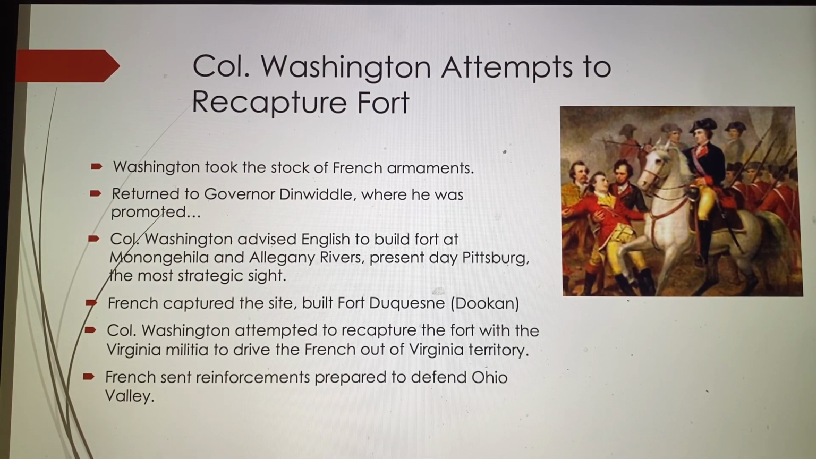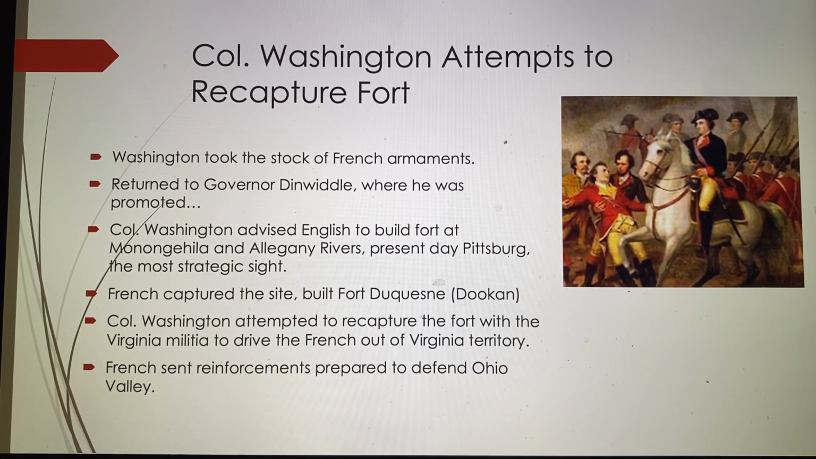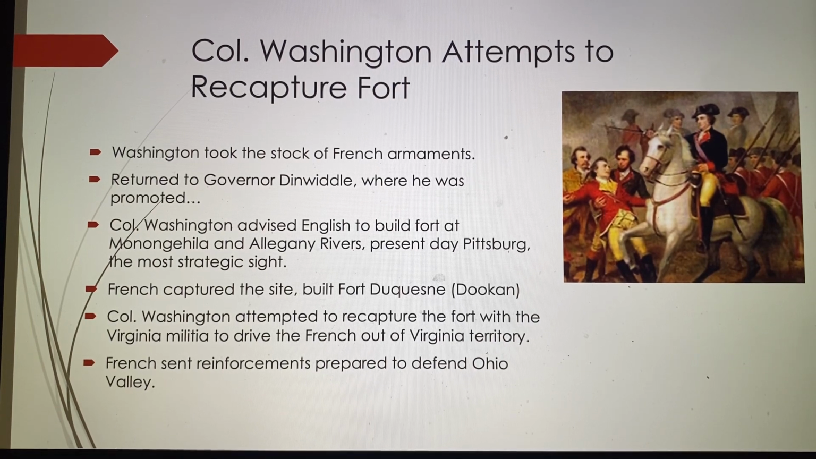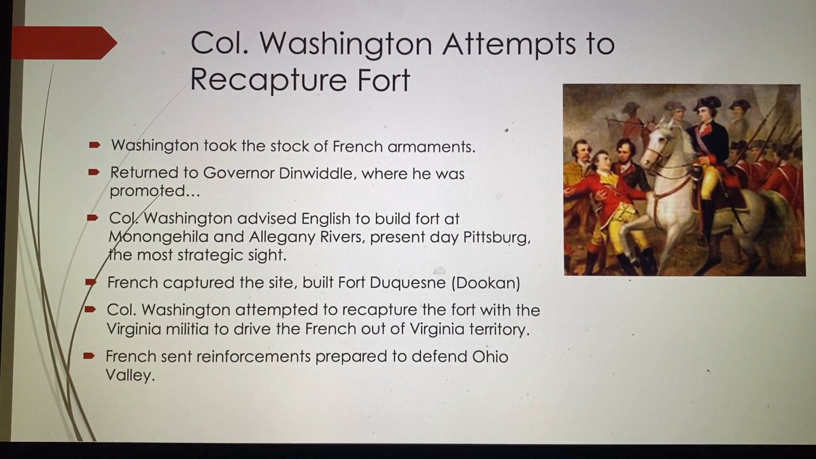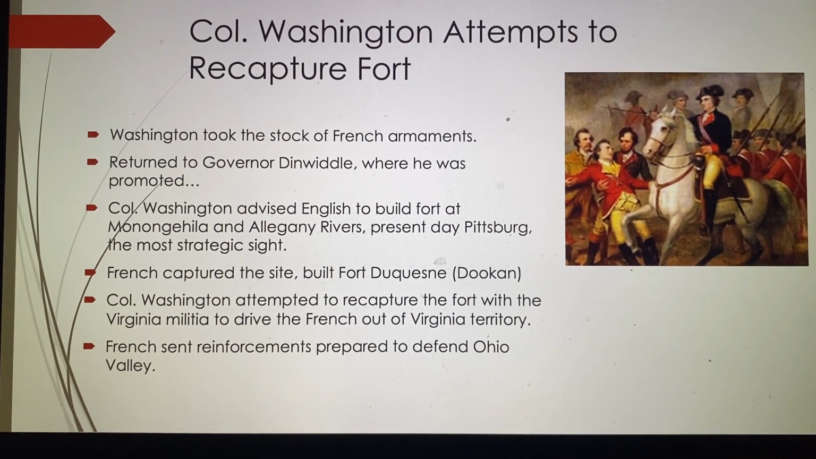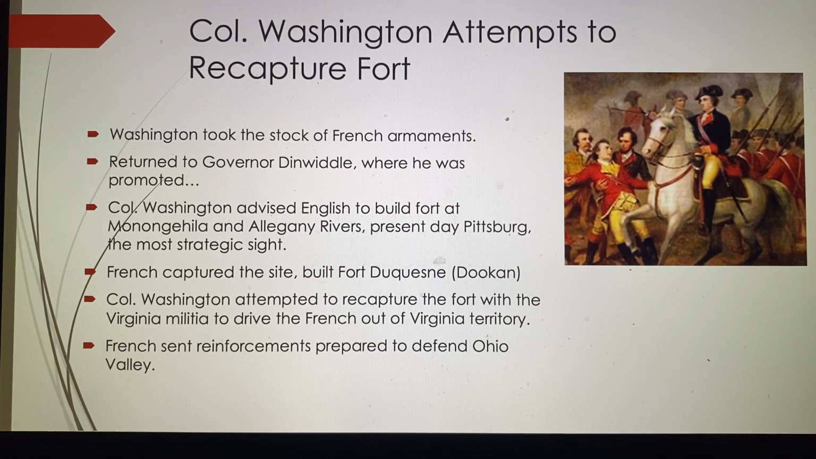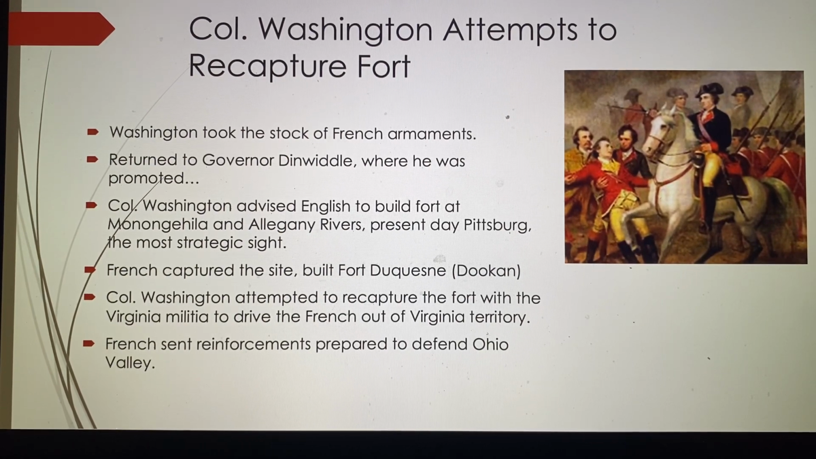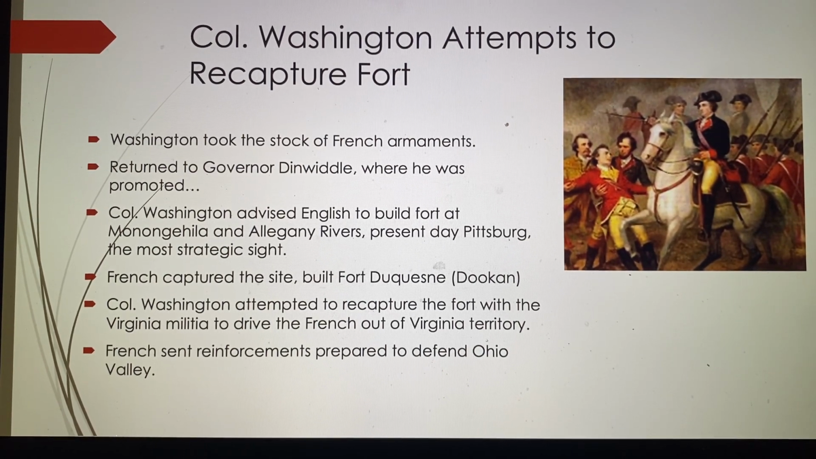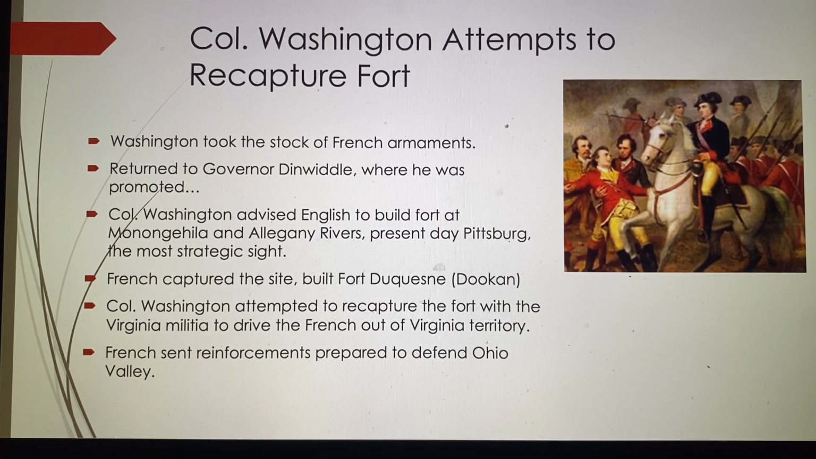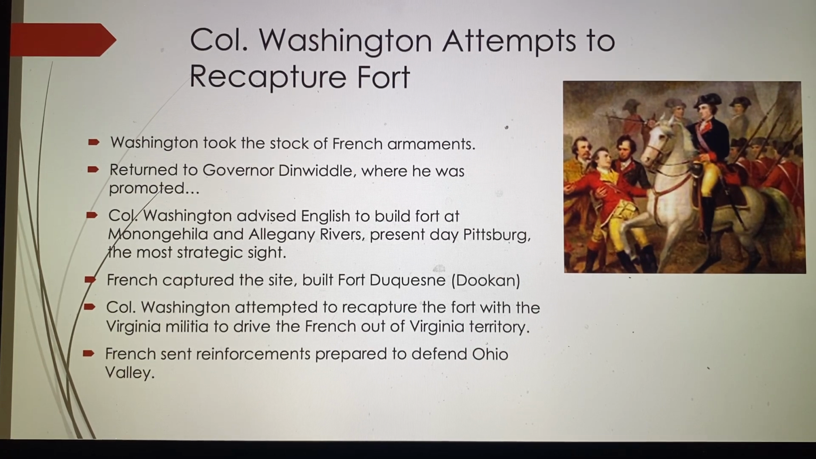Colonel Washington advised the English to build a fort at the Allegheny and Monongahela rivers. And they are right where Pittsburgh is today. So at those rivers, he said, we should build a fort there, because if we don't build a fort here, the French are going to come in and build a fort there. So the French captured that site, though. George Washington told the English to build a fort there, but basically, the colonists and the English did not. Dinwiddie didn't. And so the French captured the site and built Fort Duquesne. And so basically that fort now was French.